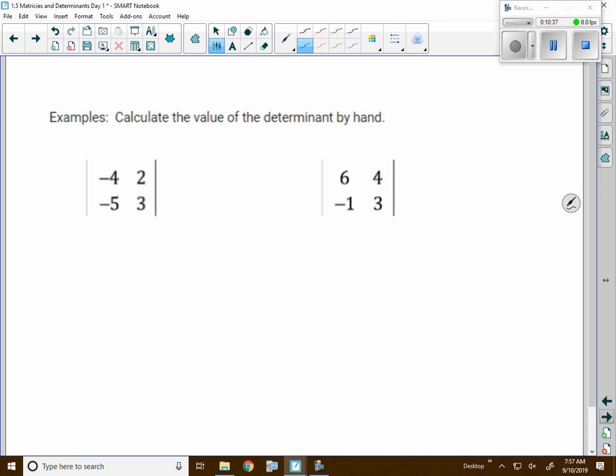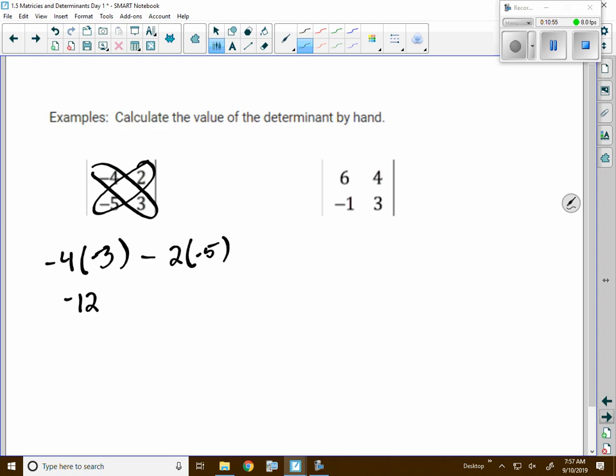Okay, so let's take a look at this first one. I'm going to write the whole thing out. I know you'll probably get fast at these. So we're going to do -4 times 3 minus 2 times -5. So here we have -12 minus a -10. What happens when you have double negatives like that? Yeah, it's going to become addition. So our determinant is -2.